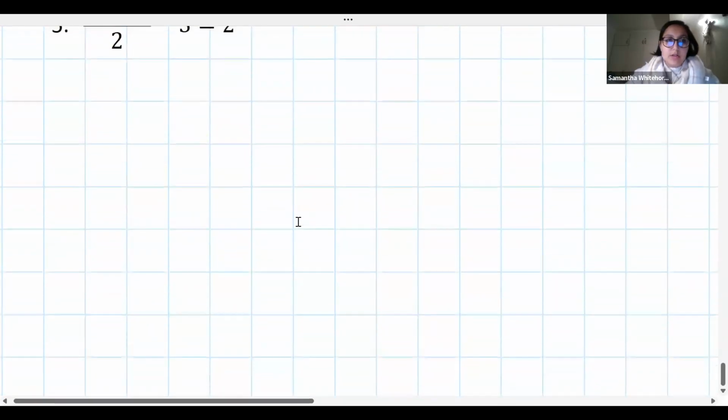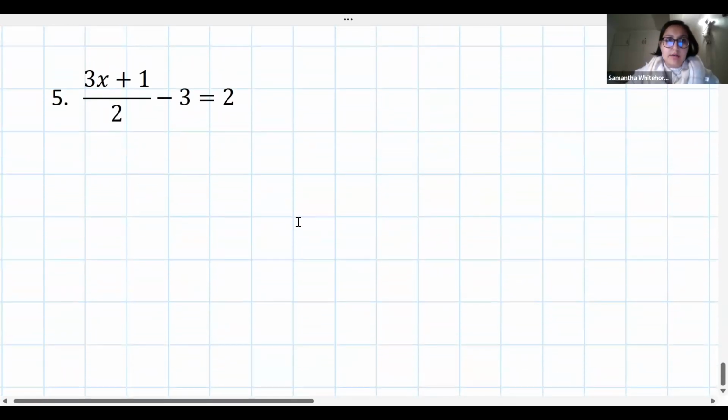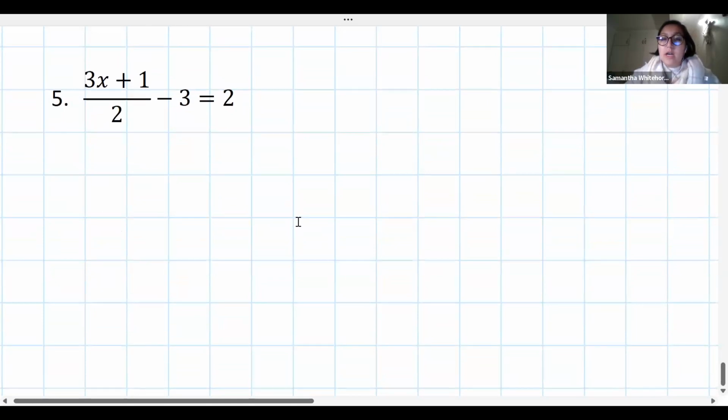So guys, I want you to try question 5 by yourselves. Okay, so have a look at it. You've got 3x plus 1 over 2 minus 3 is equal to 2. We have dealt with all of these things already. So you've got the tools to do it. Go back to the examples that we've already done if you need a little bit of help. But let's try question 5, and I want answers in the chat.